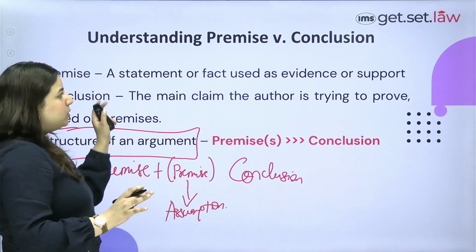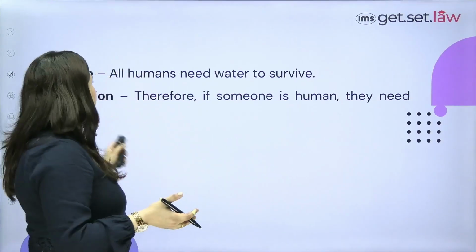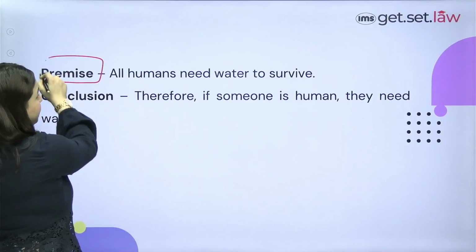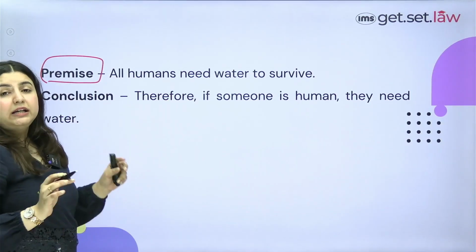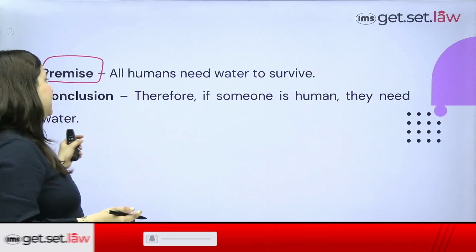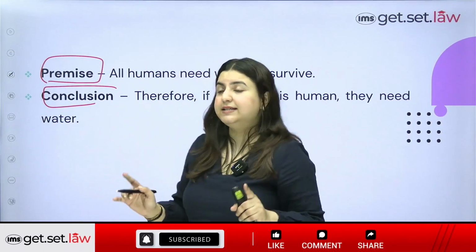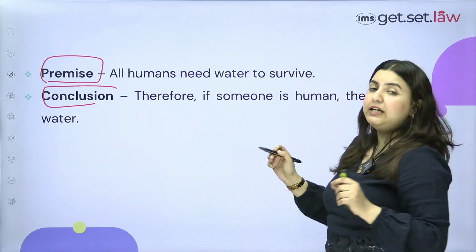Now, let's try to understand all of this that I've explained with the help of an example. All right, here you have a premise which says all humans need water to survive. A very simple statement. I don't have to decode it here for you. And then you have a conclusion, which is: therefore, if someone is human, they need water.